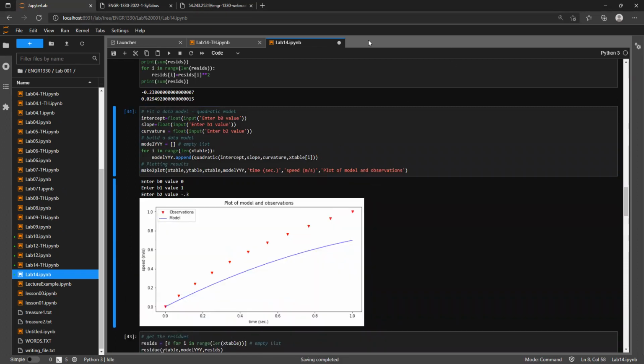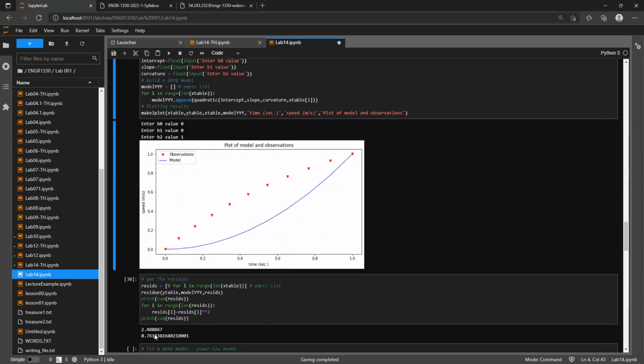Hey, that's kind of neat. What did it do? It took our curve. The curve didn't change, but its slope did. It went from kind of facing this way to facing this way. All right, maybe we're onto something here. Let's calculate the residual.